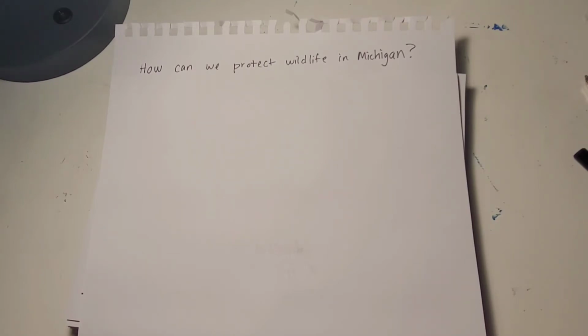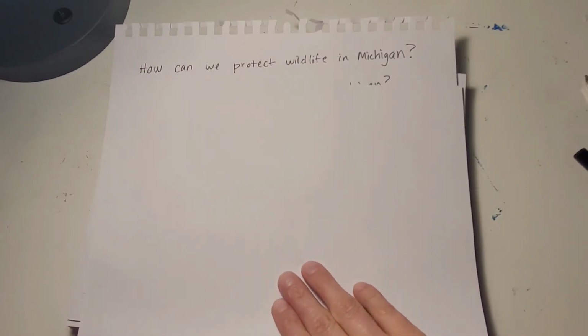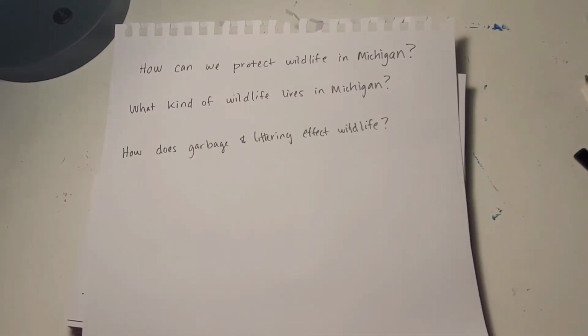So let's go into kind of a discussion about what can I draw? What should I draw for this project? What are some ideas that I could do for this assignment? Things that we're going to look at when we start brainstorming is how can we protect wildlife in Michigan? What kind of wildlife lives in Michigan? How does garbage and littering affect wildlife?